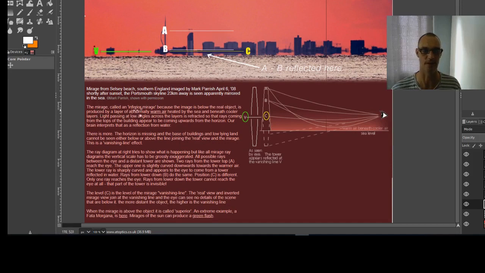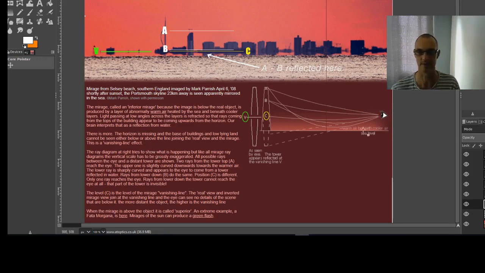All right, so the mirage, called an inferior mirage because the image is below the real object, is produced by a layer of abnormally warm air heated by the sea and beneath cooler layers. Light passing at low angles across the layers is refracted so that rays coming from the tops of the buildings appear to be coming upwards from the horizon. Our brain interprets that as a reflection from water. There is more. The horizon is missing, and the base of buildings and low-lying land cannot be seen, either below or above the line joining the real view and the mirage. This is a vanishing line effect.